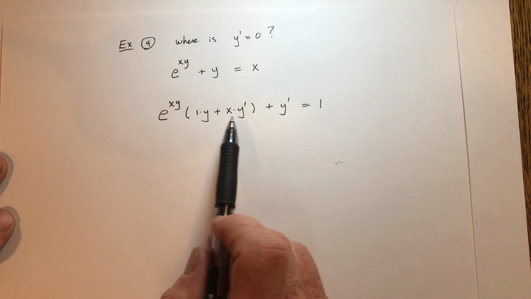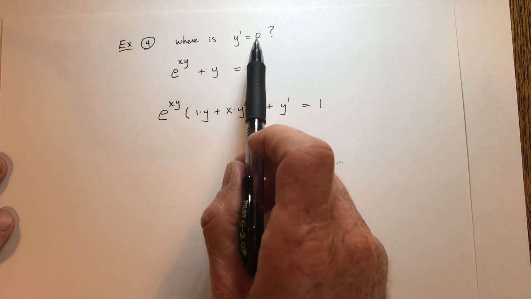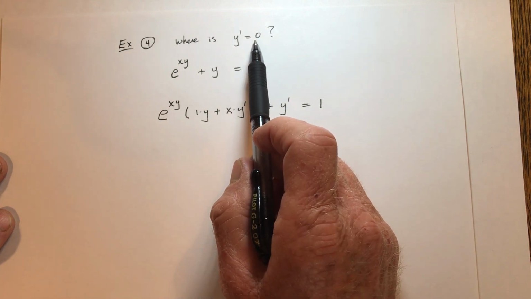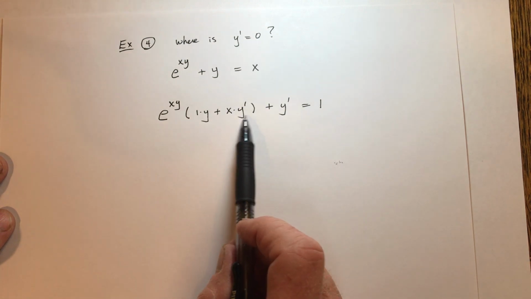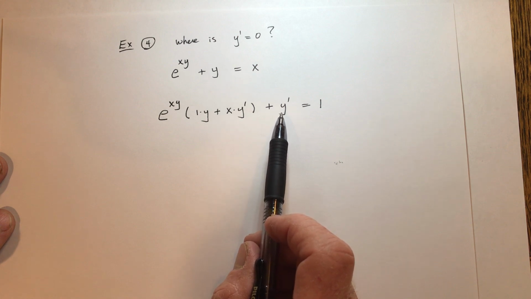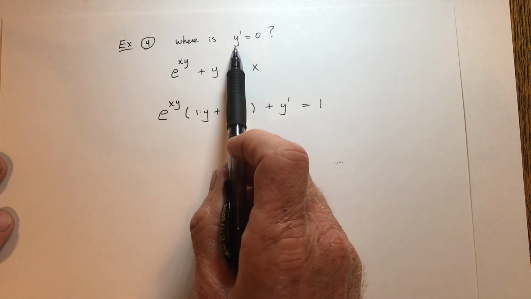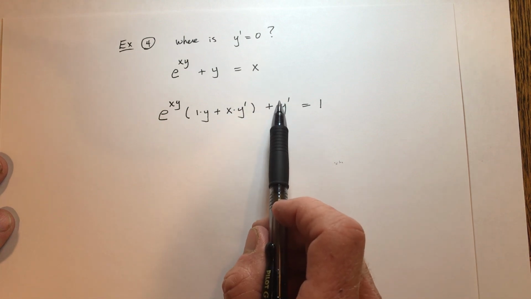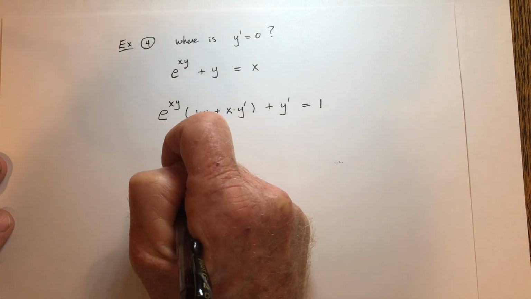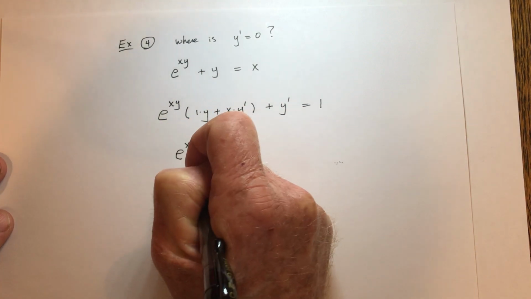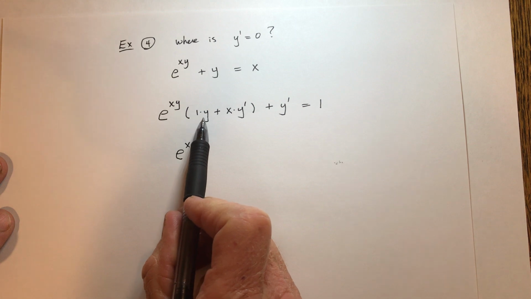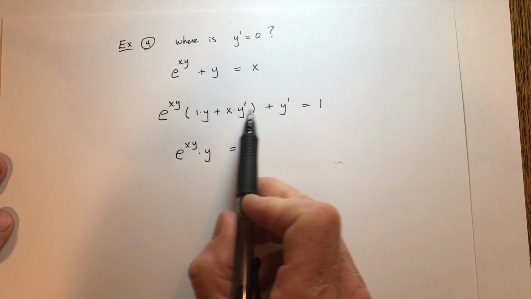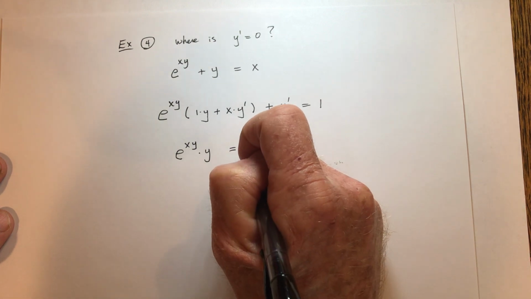Now you could do the algebra to solve for y prime and then plug in that y prime equals 0. Or you could plug in y prime equals 0 right now, and then solve for x. It'd actually be easier to plug in y prime equals 0 right now, because this will be 0 and this will be 0. So all that's left is the e to the xy, and then this would still be there. So that's just a y. This will be a 0, this will be a 0, and then it equals 1.